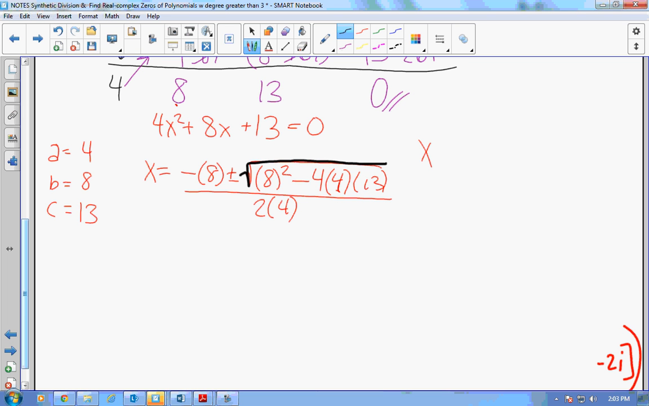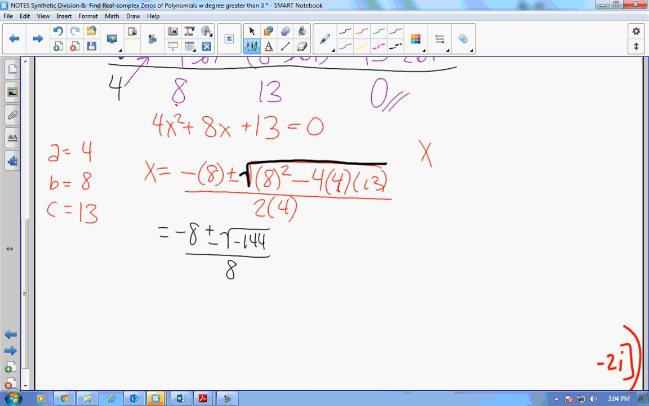I don't think it's 8. What is the discriminant? I think it's negative 144. That sounds correct. Yep. The discriminant, meaning underneath the square root, negative 8 plus or minus square root of negative 144. And 2 times 4 is 8.